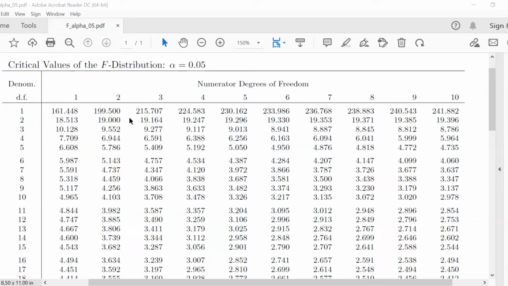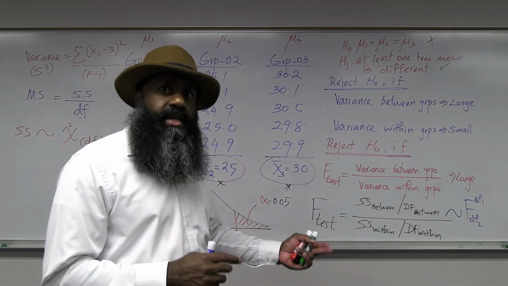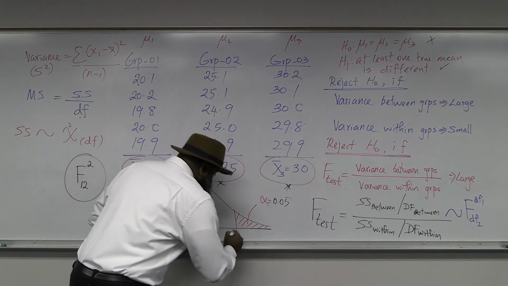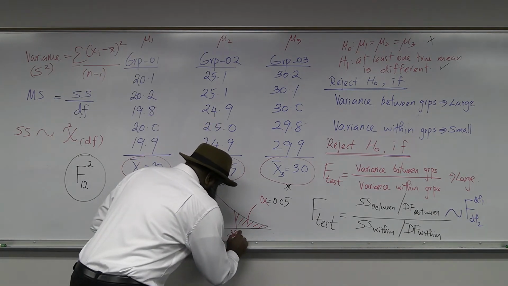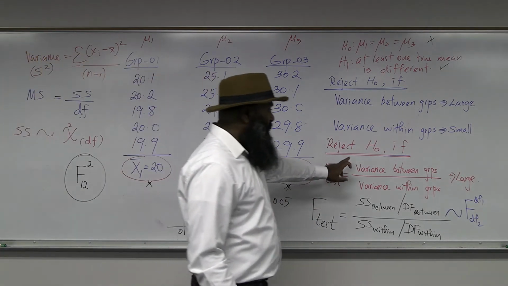For the example we are working on, the numerator degrees of freedom is equal to 2 and the denominator degrees of freedom is equal to 12. So if I match those 2 numbers, it corresponds to this value right here. The F critical value we need is equal to 3.885. We saw that the critical F value for this example is 3.885.